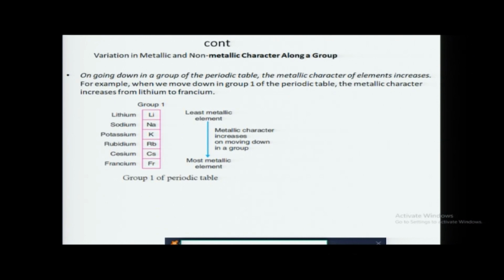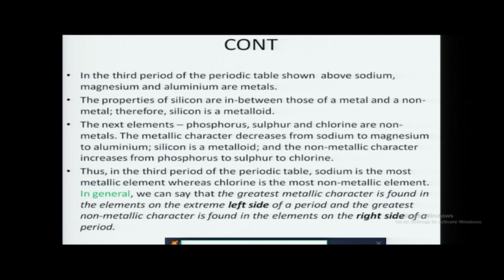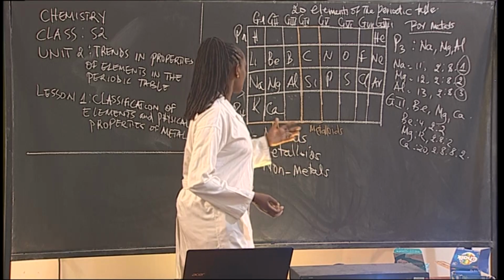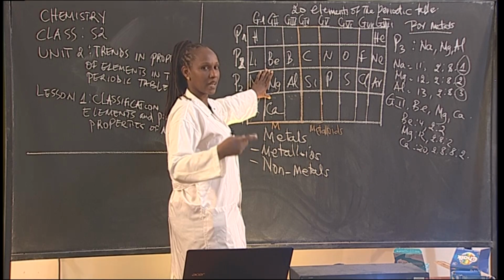For non-metals, in groups, I've tried to say, in general, we can say that the greatest metallic character is found in elements on the left-hand side, and the non-metallic character is found on the right-hand side. Why? Because we have said that the metallic character decreases from sodium to magnesium to aluminium, and silicon is a metalloid. I talked about that. The non-metallic character increases from phosphorus to chlorine. So in brief, know that as you move across a period, metallic character decreases.